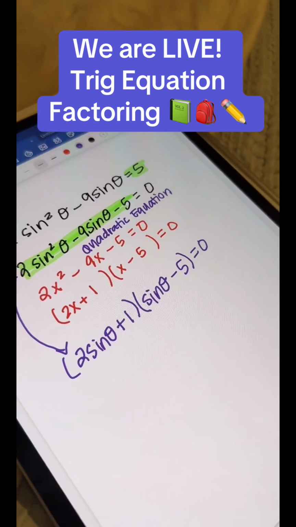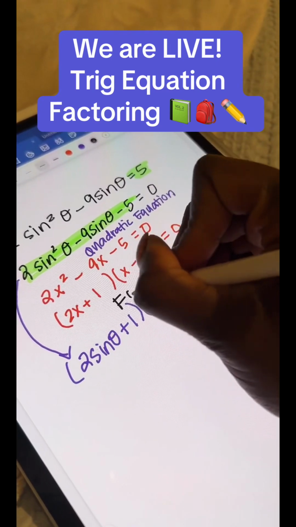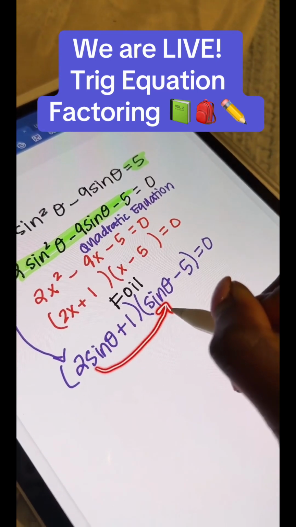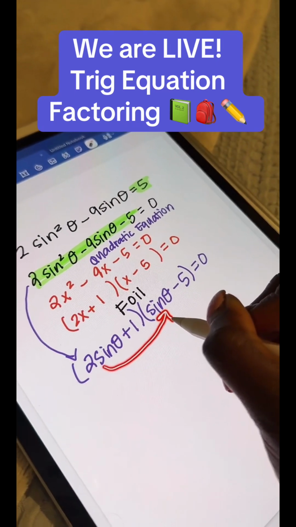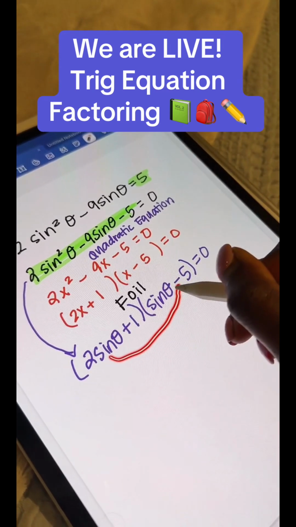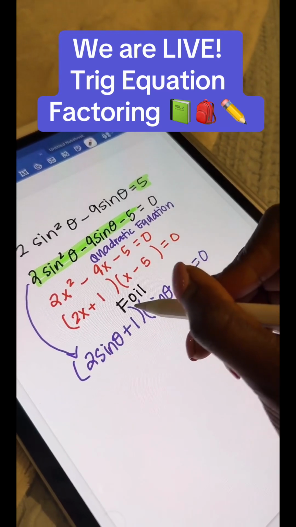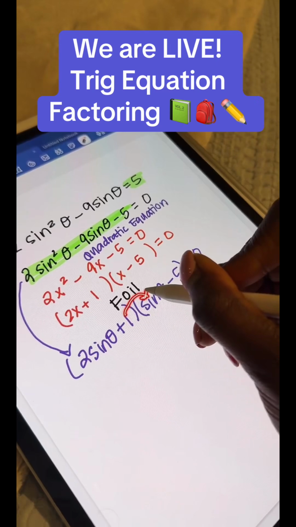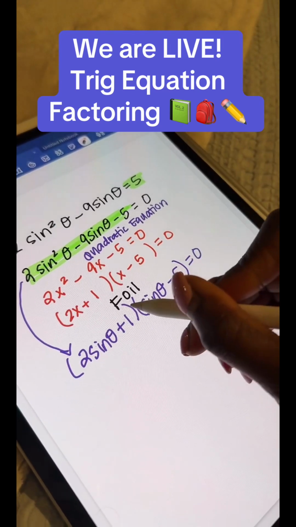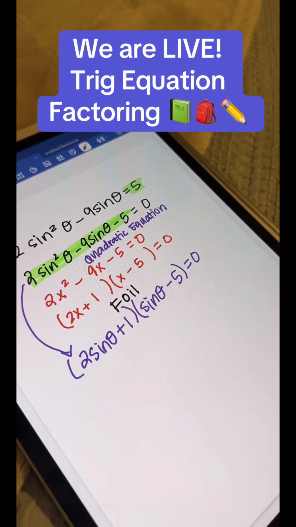That would equal 0. And you can check it just like you normally would check by foiling. If you foiled this, you would have 2 sine of theta times sine of theta, and that would be 2 sine squared of theta, which is what you need. You would have 2 sine of theta times negative 5, that would be negative 10 sine of theta. Here you have 1 times sine of theta, which is sine of theta. If you simplify that, that would be negative 9 sine of theta. And then you have 1 times negative 5, which is negative 5.